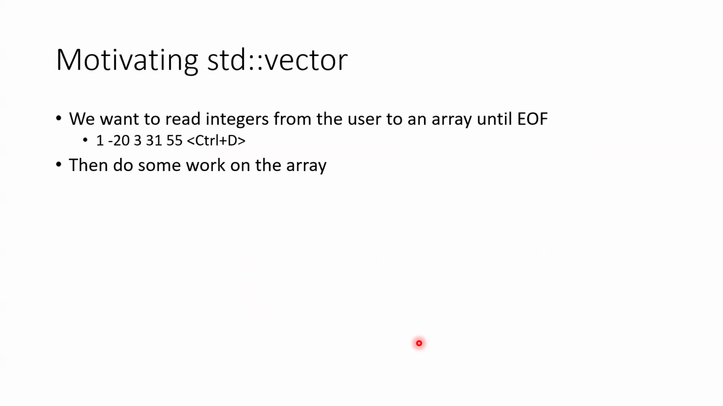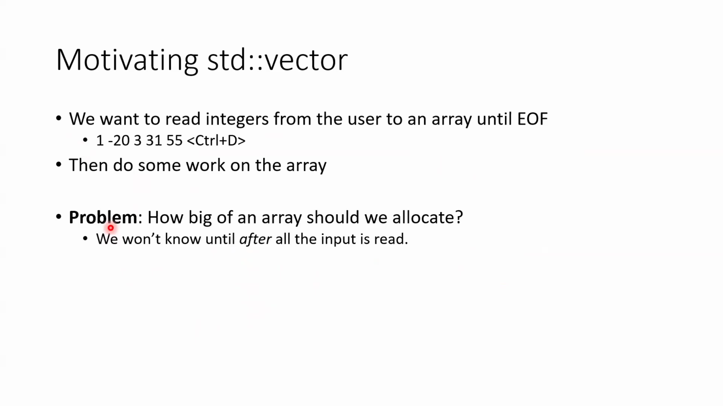Why do we want to use std::vector instead of arrays? If we want to read integers from the user into an array until the end of file, so you don't know how many values you're reading in until you're at the last element, then do some work on the array. So you don't have any idea of how big of an array we should be allocating when we are allocating the array. We only know after all of the input is read.